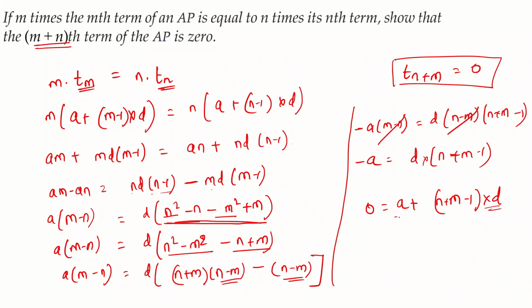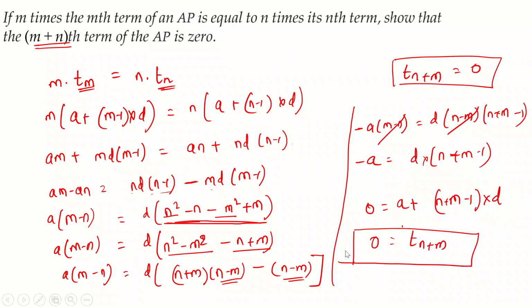And if you observe, this is the formula for the n plus mth term, isn't it? Because the tn plus m is what? A plus n plus m minus 1 times d. So it's effectively the tn plus mth term, and it turns out to be 0. And this is what was required to be proved. We had to prove that this n plus mth term is 0, and it turned out to be so.